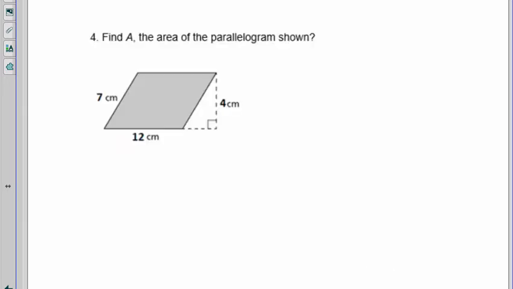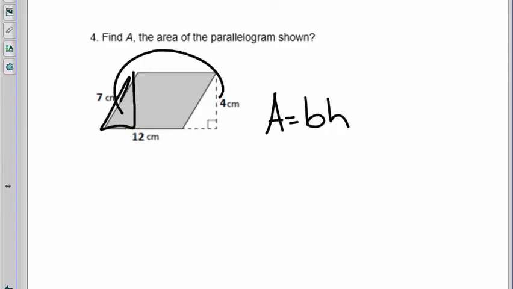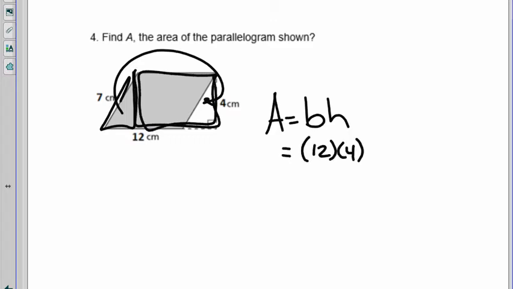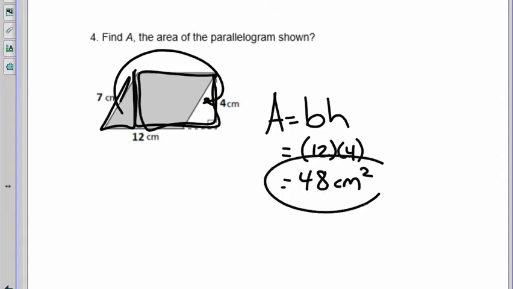All right, we got a parallelogram. The area of a parallelogram is just base times height, because I could take this triangle and move it right here and make a rectangle, which is base times height, length times width. 12 times 4 is 48 centimeters squared, just like that.